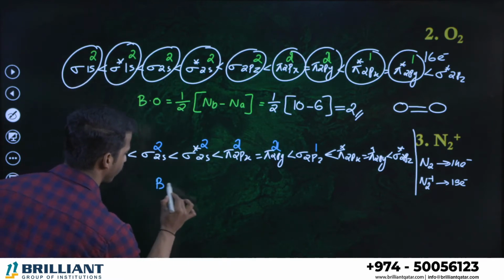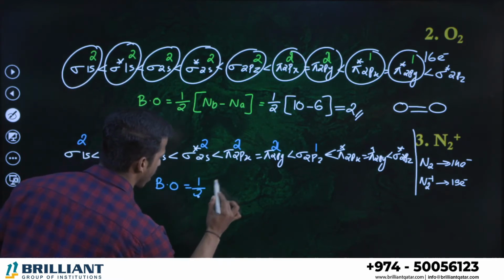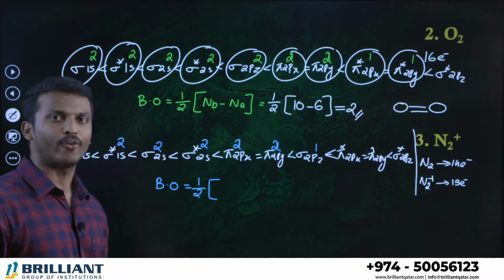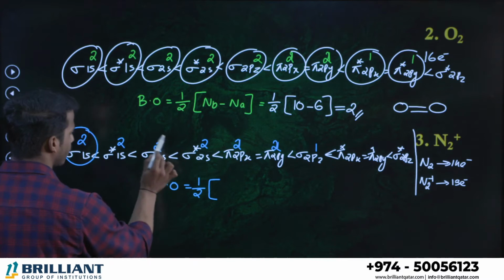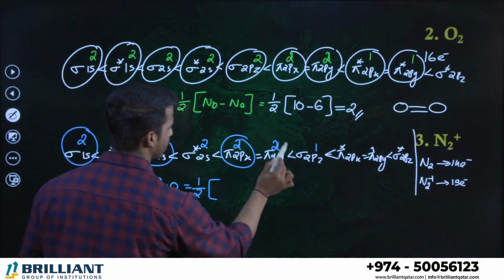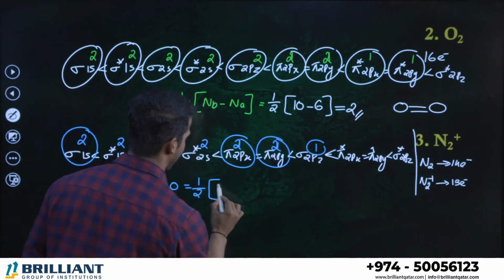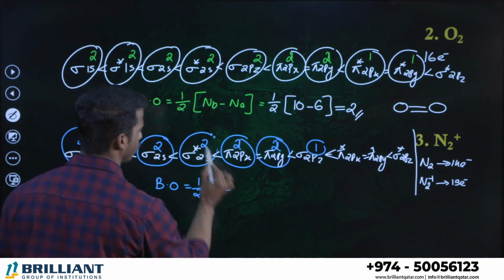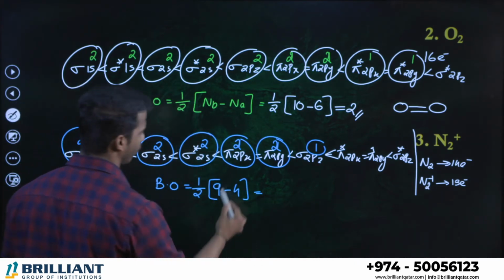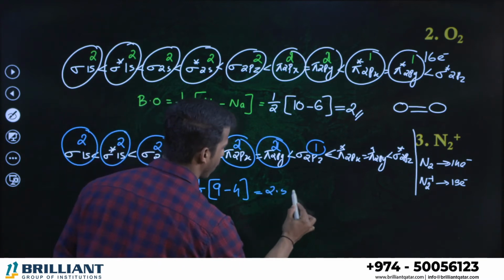Let's go to the calculation of bond order. Bond order is equal to half of (NB minus NA). What is the number of electrons in BMO? 2, 4, 6, 8, 9. So 9 minus, here 2 plus 2, 4. So that is 5 by 2, that is equal to 2.5.